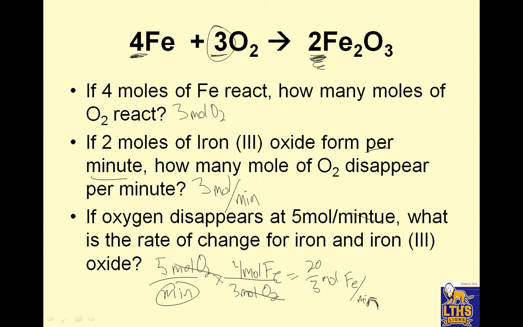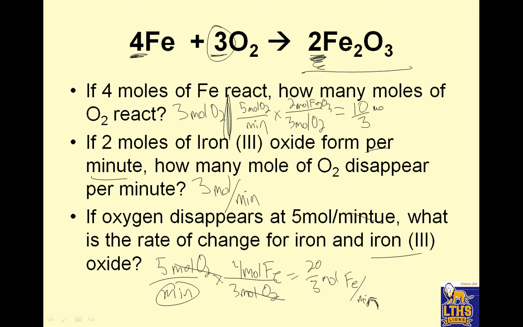Okay. Same deal for iron 3 oxide. I'm going to do that in here. Hopefully you'll do it below that. 5 moles of O2 per minute. And if I'm doing iron 3 oxide, 3 moles of O2 make 2 moles of Fe2O3. And that would give me 10/3 moles of Fe2O3 per minute. And that's 3 1/3. We should just put 3.33.